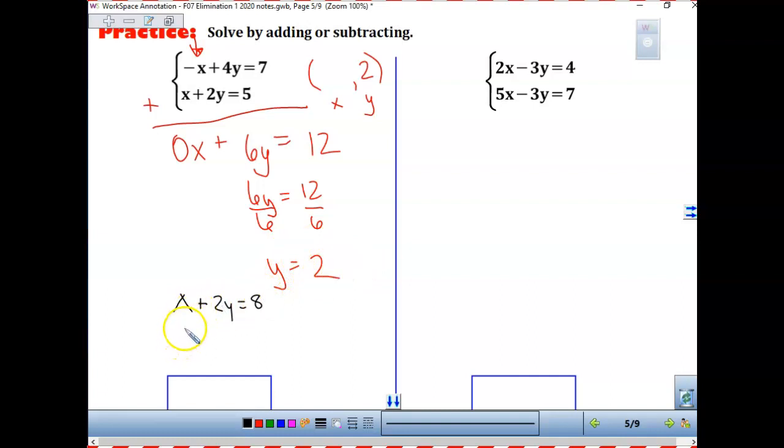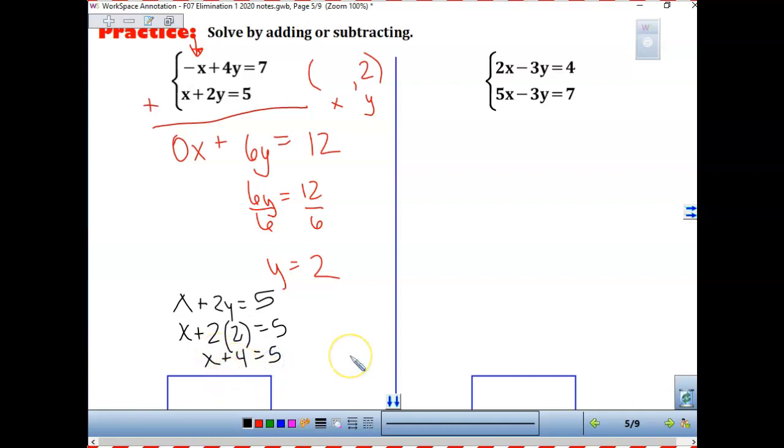So tell me what to write. Is it 5? Yeah, it equals 5. Good eye. All right, Isabel, x plus 2 times 2 equals 5. You got it. So I have x plus 4 equals 5.